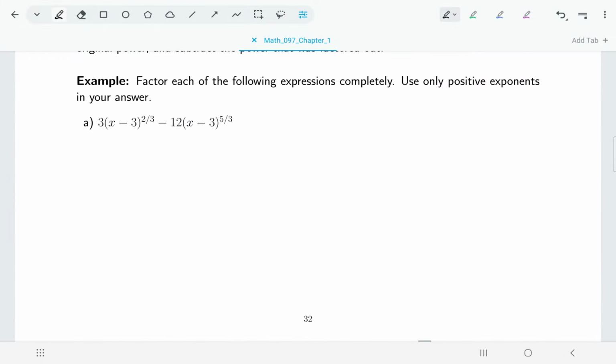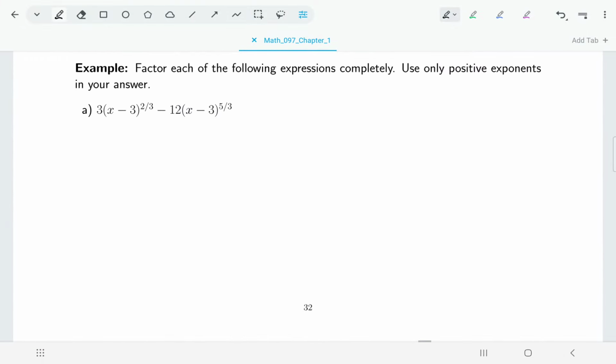So if I'm looking at this first example here and trying to figure out what I've got left behind after I do some factoring and what I can take out, I'll start off by thinking about the constants. There's 3 and 12. I can factor 3 out of both terms. And then for the x minus 3's, one of them is to the power of 2/3, one of them is to the power of 5/3. I'll be able to take out the smaller of the two powers. So I'll take out the power of 2/3.